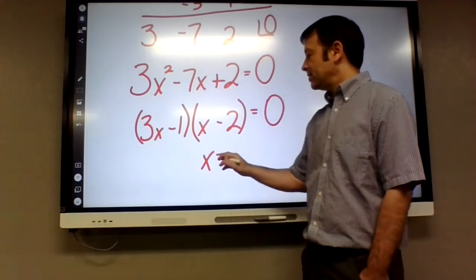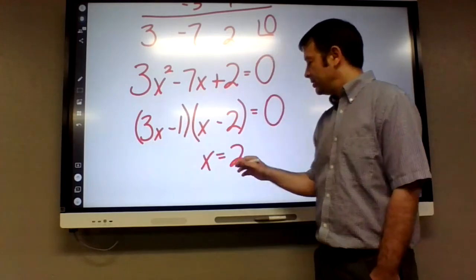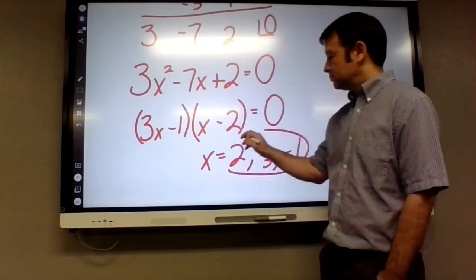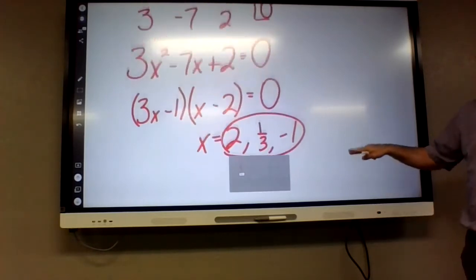So x could equal 2, 1/3, and negative 1. Any questions on this? Is it making sense? Or you will just ask me later, so as not to bring attention to yourself.